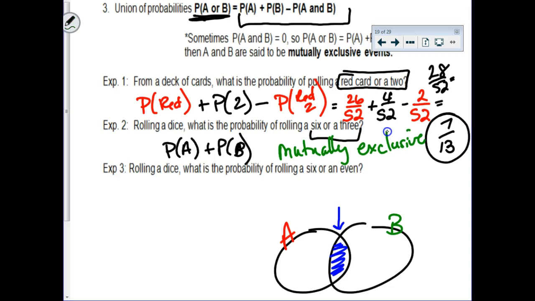So rolling a 6 or a 3, that could be a 1/6 plus a 1/6. For a lot of kids, they just go, can I just say it's 2 out of 6 because I know how a dice works? And yes, you can. Either way, it ends up being a 1 out of 3 chance. There you go.